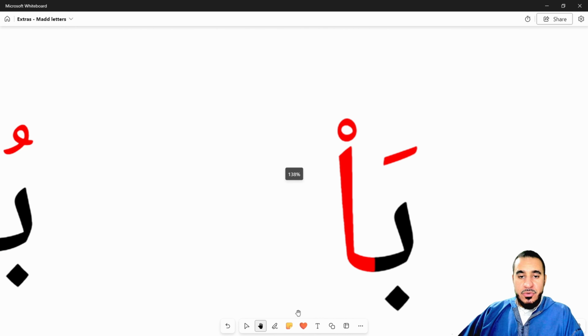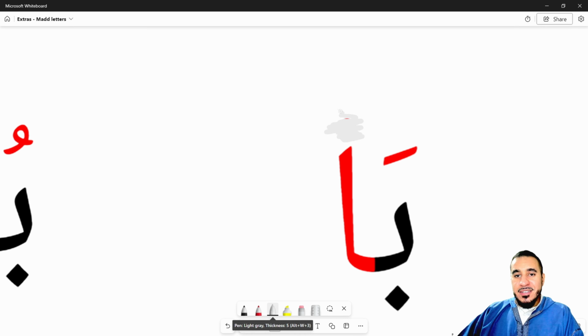So for example, if you saw it like this, yeah, I know it's not white, it's gray, but if you didn't see any sukoon above this letter, then that would mean that there is a sukoon there, okay? The absence of any haraka means that there is a sukoon written there.